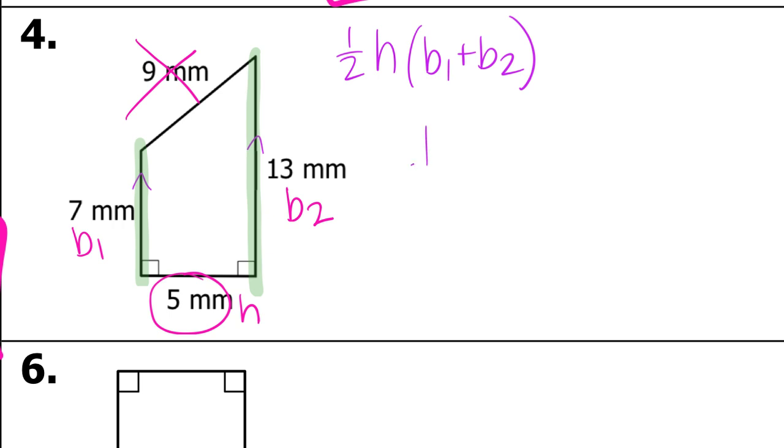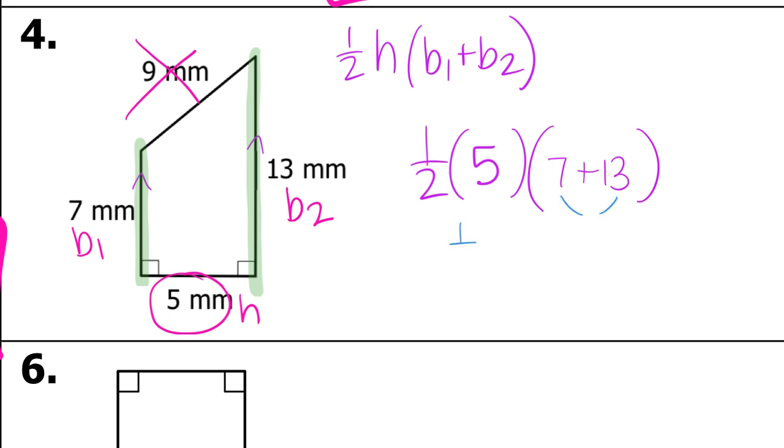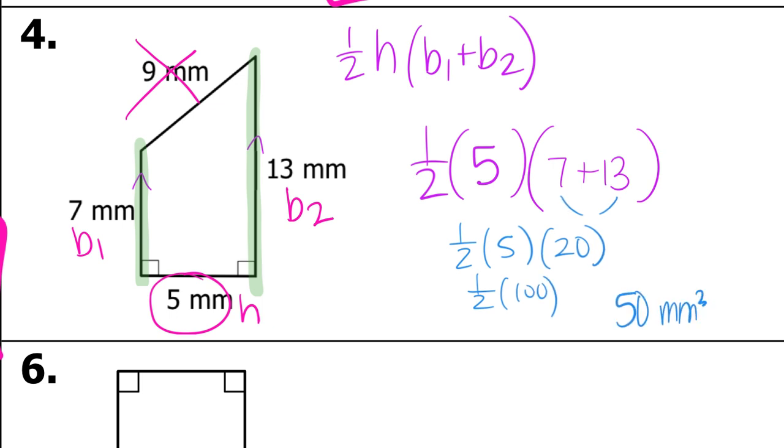So let's do it. We would have 1/2 of the height, which is 5, times the bases added together, 7 plus 13. Now, if you want to use a calculator, you could just type all that into your calculator, but this is pretty easy to do without a calculator. You can add the 7 and the 13, that's 20. So this would be 1/2 of 5 times 20, which is half of 100, which would be 50. So it would be 50 square millimeters.